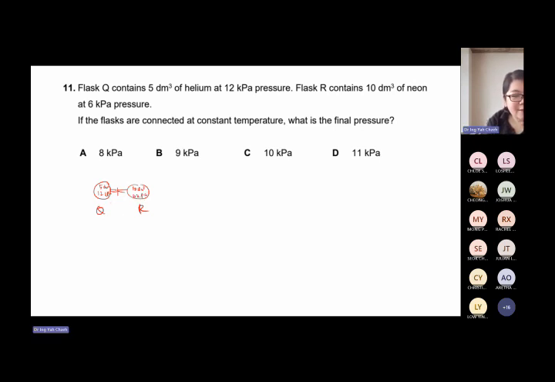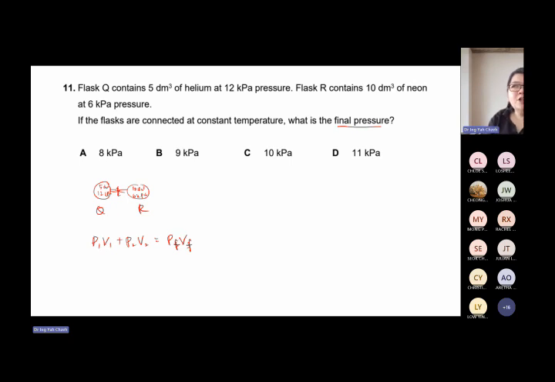Now at the end, we connect them. I remove this partition. Now they're connected. So what will be the final pressure? Usually I solve this very fast by using P1V1 plus P2V2 equals P3V3. Now, this 3 will be the final one. Maybe I change it to P final, V final.